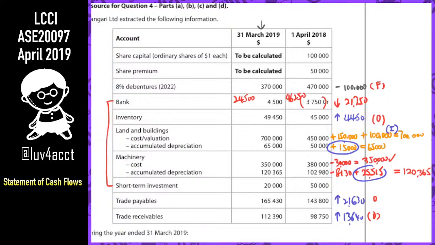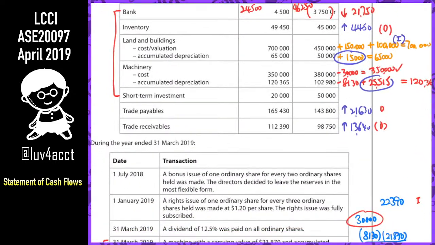Okay, so 1 share for every 2 shares held. Okay, we have 100,000. Okay, let me use purple. Okay, that means we are going to issue 50 more. Okay, and this amount will be from the share premium. Okay, bonus issue, no cash effect. Okay, next, a right issue.